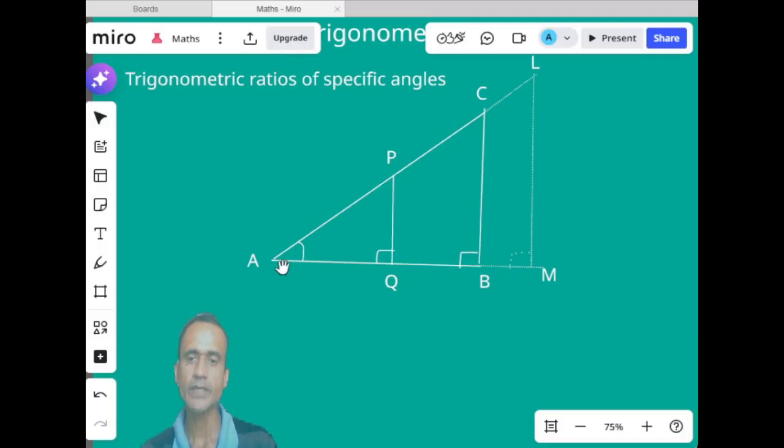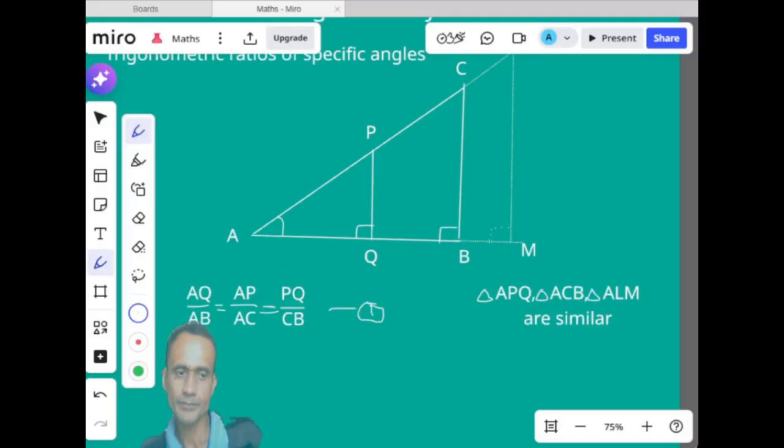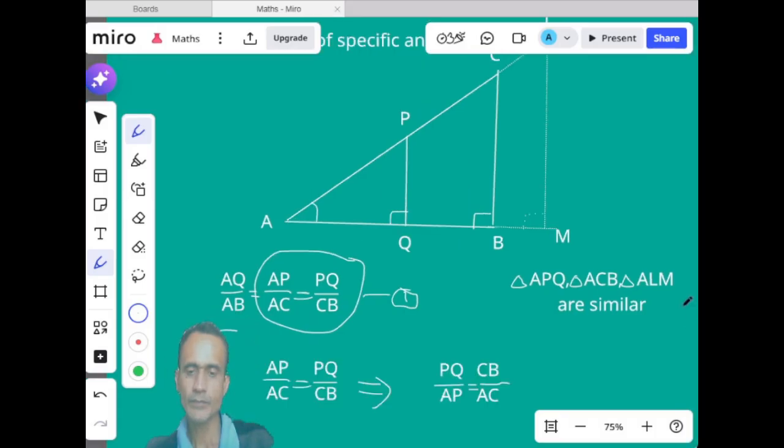So if they are similar, then their sides are in proportion. As these triangles are similar, their corresponding sides are proportional. So in triangles APQ and ACB, AQ by AB is equal to AP by AC and is equal to PQ by CB. From these equalities, we just interchange the denominator and numerator. So PQ comes here, AP comes here, and CB comes here, because that doesn't change the equality. So we get PQ by AP is equal to CB by AC.